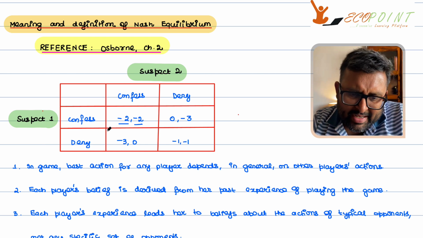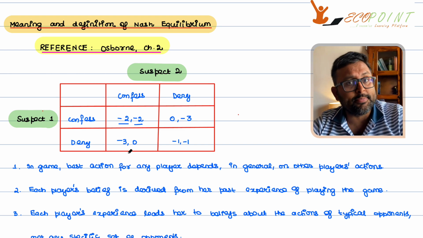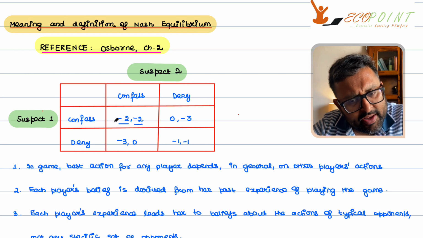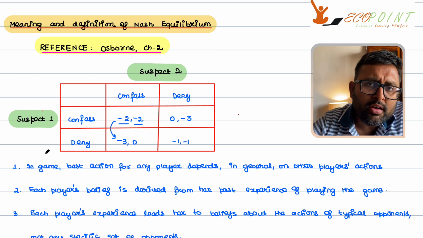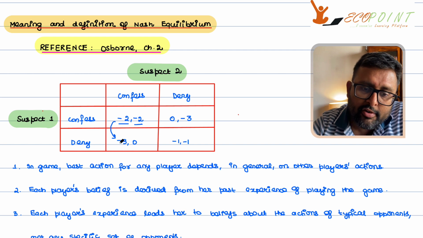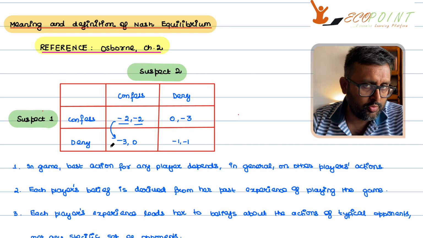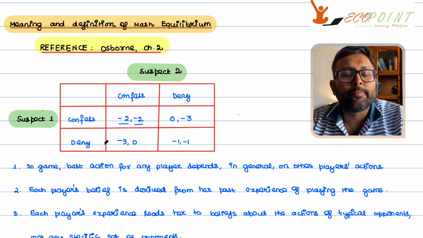Can I do better than confess given you are confessing? Given you are confessing, I am suspect one. Can I deviate from confess to deny? Is that a profitable deviation? No, no. Because if I deviate, instead of 2 years in jail, I will have to spend 3 years in jail. So is it a profitable deviation for me? No. That is the point which I'm trying to tell you.